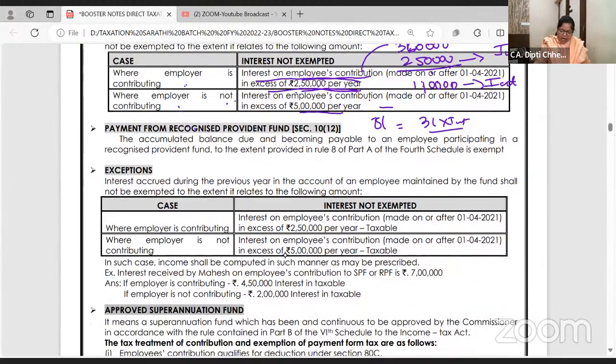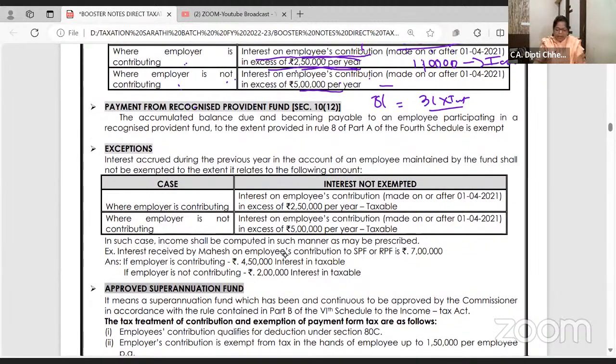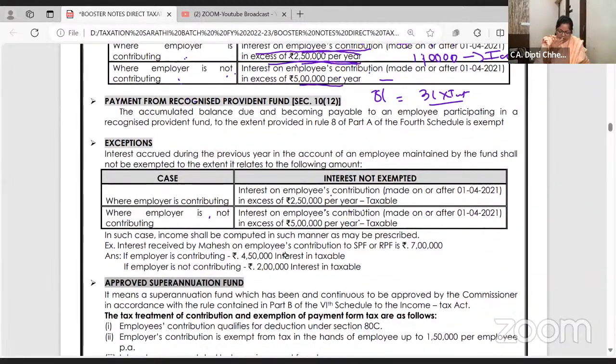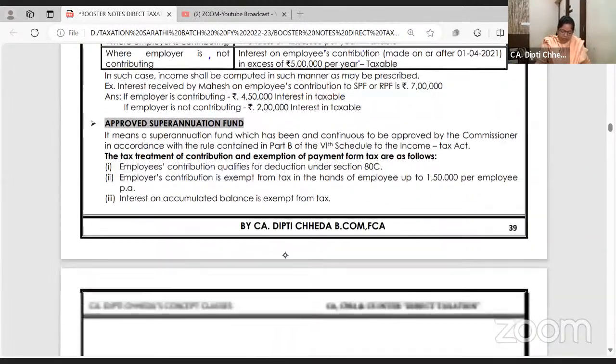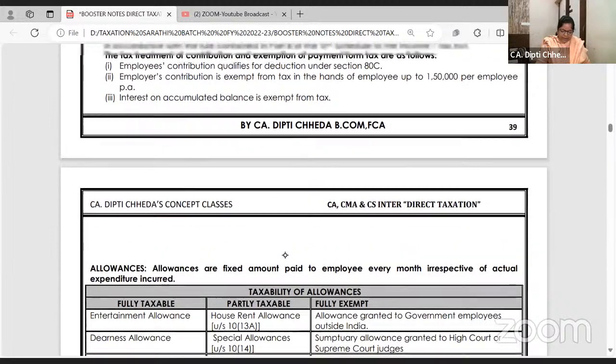Same is there for RPF. This is the latest amendment, very important. RPF is also the same. If the employer is contributing, then interest on employee's contribution in excess of 2,50,000 will be taxable. If the employer is not contributing, interest on employee's contribution in excess of 5 lakh will be taxable. Okay? Right. So I have given an example also, you can check that.